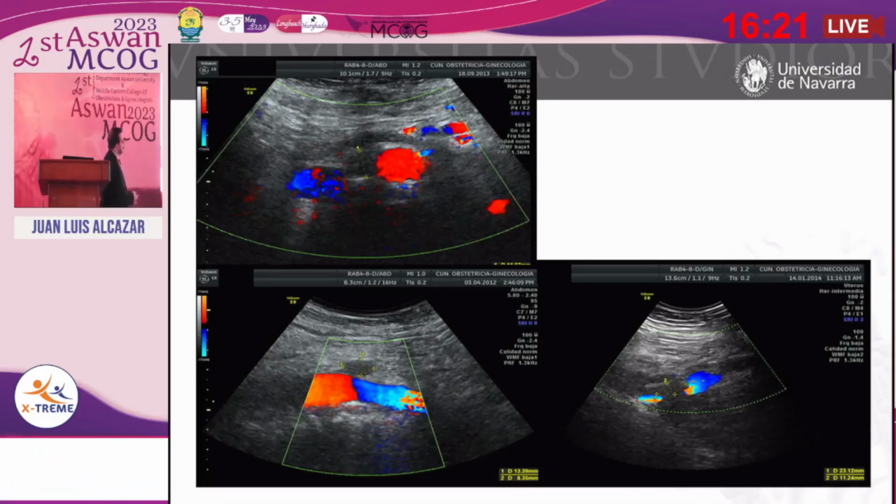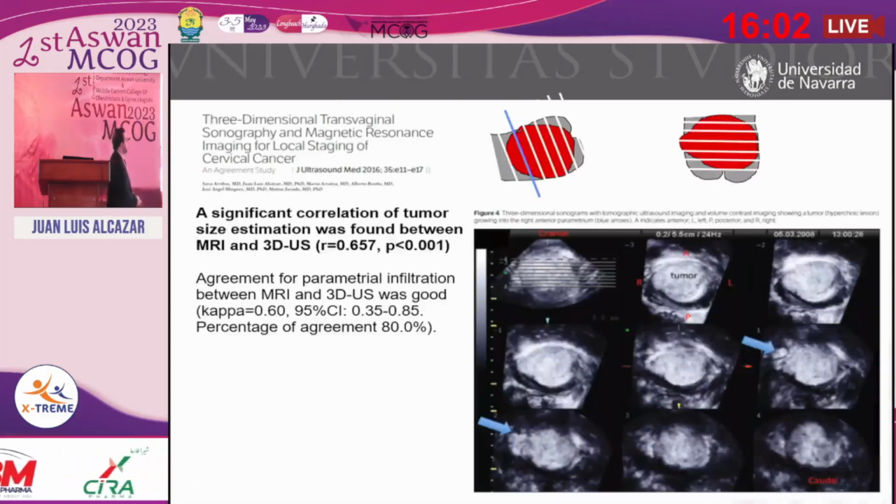This is the lymph node here, and this is another lesion in between the vein here and artery here, the external iliac artery. This here is the lymph node, so you can detect that by using 3D ultrasound, using the tomographic imaging.